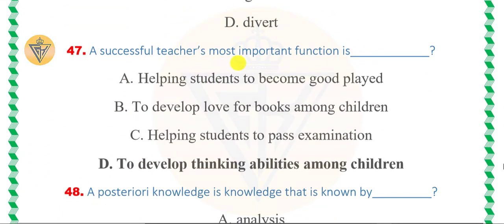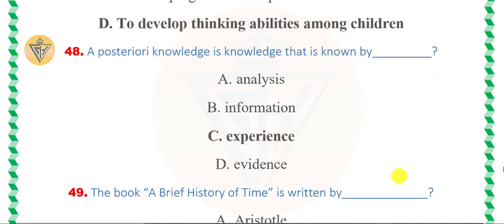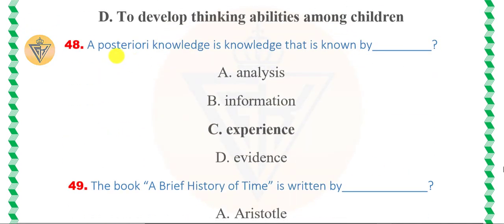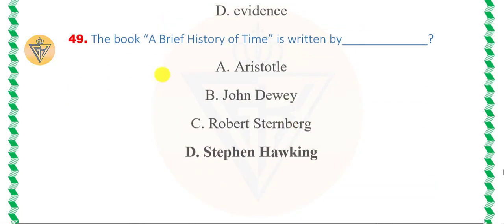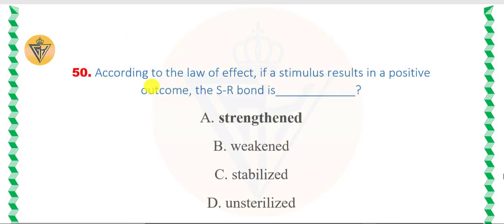A successful teacher's most important function is, option B, to develop thinking abilities among children. A posteriori knowledge is knowledge that is known by, option C, experience. The book A Brief History of Time is written by, option D, Stephen Hawking. According to the law of effect, if a stimulus results in a positive outcome, the SR bond is, option A, strengthened.